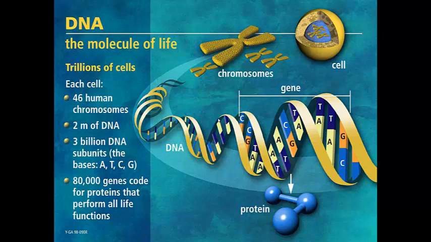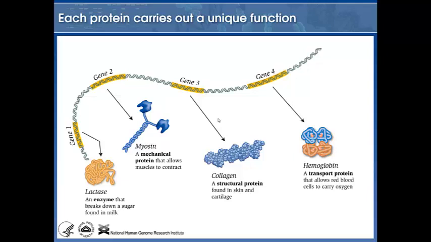Remember that genes are the parts of the DNA that make proteins. Each protein carries out a unique function and is coded for using one gene. So there's a gene for lactase, an enzyme that breaks down sugar. There's a gene for myosin, a mechanical protein involved in muscle contractions. There's a gene for collagen, which is a structural protein, and for hemoglobin, which is an oxygen transport protein.